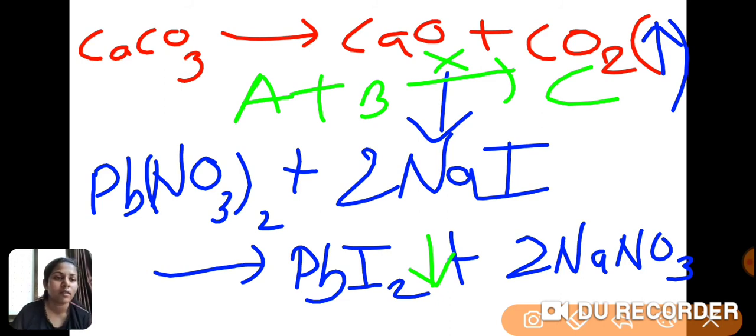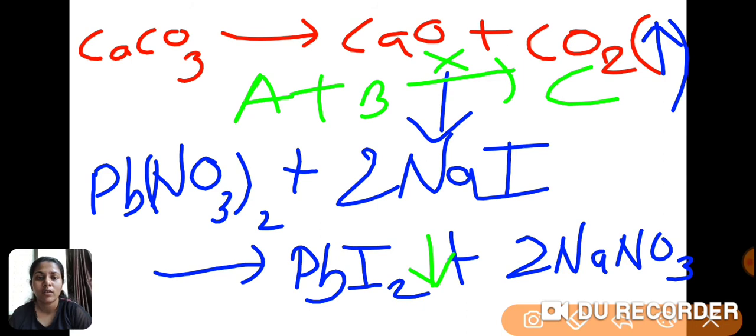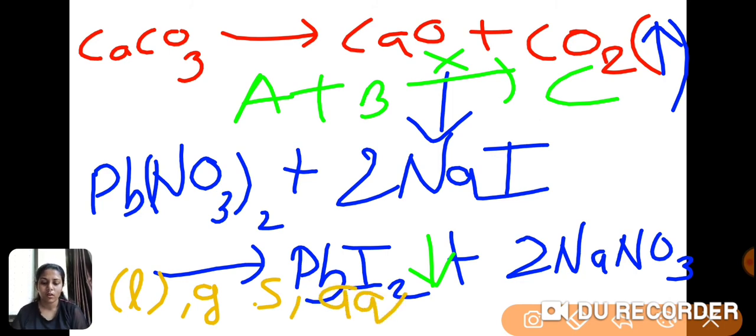So, and one more thing, last, physical state. We have to write physical state, and if oxygen is there, then that is gaseous form, we write G. If solid, then we write S. If liquid, L. That you all know, L, G, S, and for aqueous solution, AQ. So these are the physical states: solid, liquid, gas, and aqueous solution. What is an aqueous solution? A solution that dissolves in water is an aqueous solution.